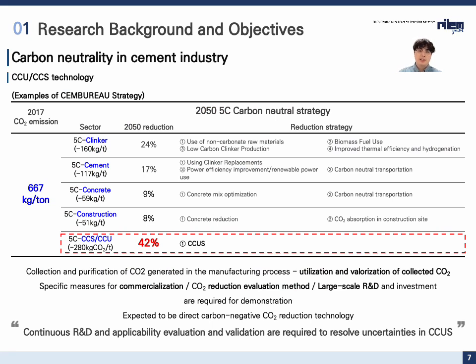Cement production emits about 667 kilograms of CO2 per ton. SAMRO's 5C strategy highlights CCUS as key to cutting emissions by 42%. CCUS involves capturing CO2 and either converting it into useful products or storing it underground. To realize this, major R&D effort, technology validation, and standardized evaluation methods are required.